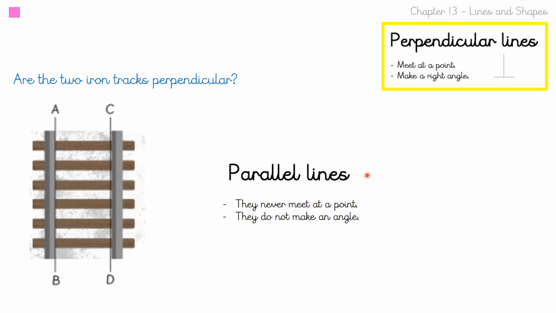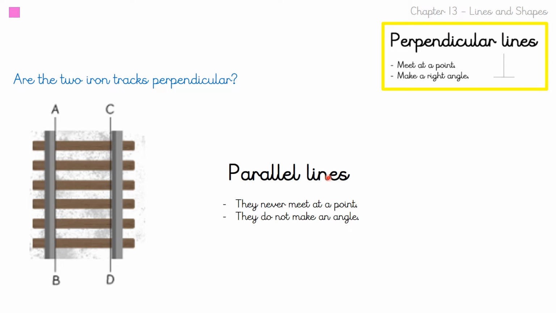So parallel lines are lines that never meet at a point. Even if you keep drawing the lines and pretend to see how far they will go, they will never meet at a point, and they do not make an angle. They're kind of opposite to each other as well. So if the lines never meet at a point and they do not make an angle, we call those lines parallel lines. Okay, so we've got now perpendicular lines, which are the lines that meet at a point and make a right angle, and parallel lines, the lines that never meet at a point and they do not make an angle.